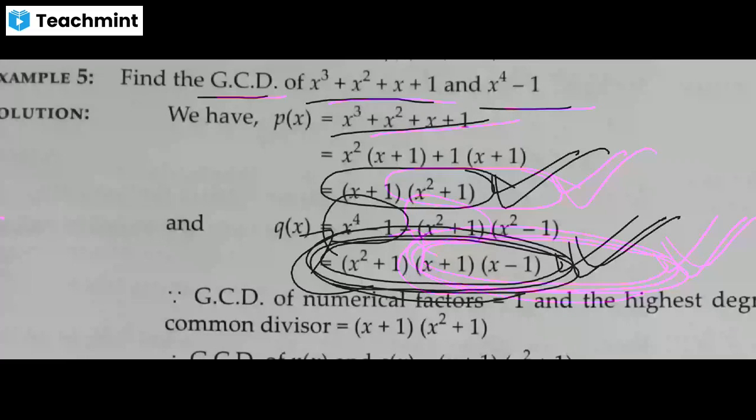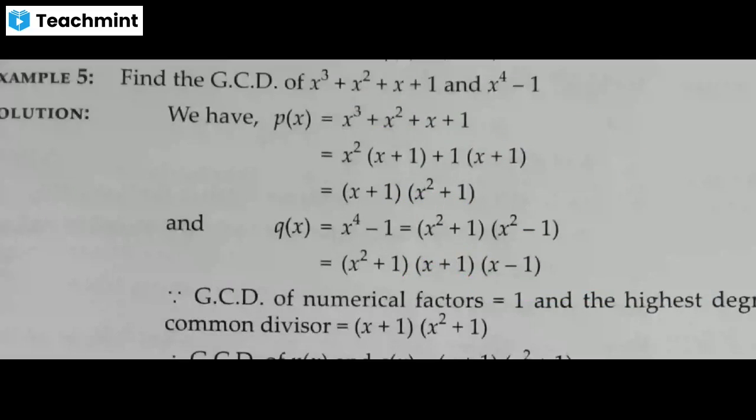After this, the rest of the thing is so simple. What is that? Write down the factors which are common. You see here, do you see x plus 1? In the next polynomial also we have x plus 1, and another factor x squared plus 1 is also available in the second polynomial. That means (x plus 1)(x squared plus 1).